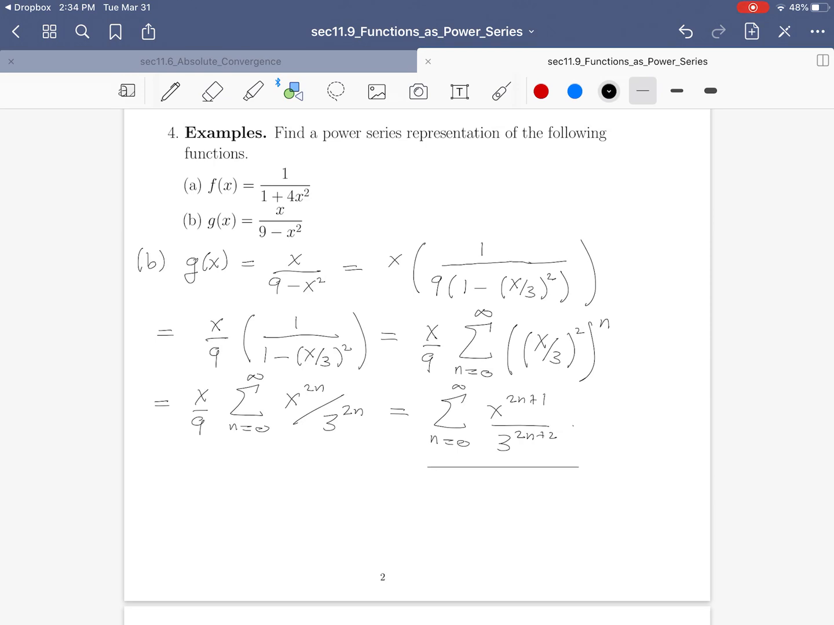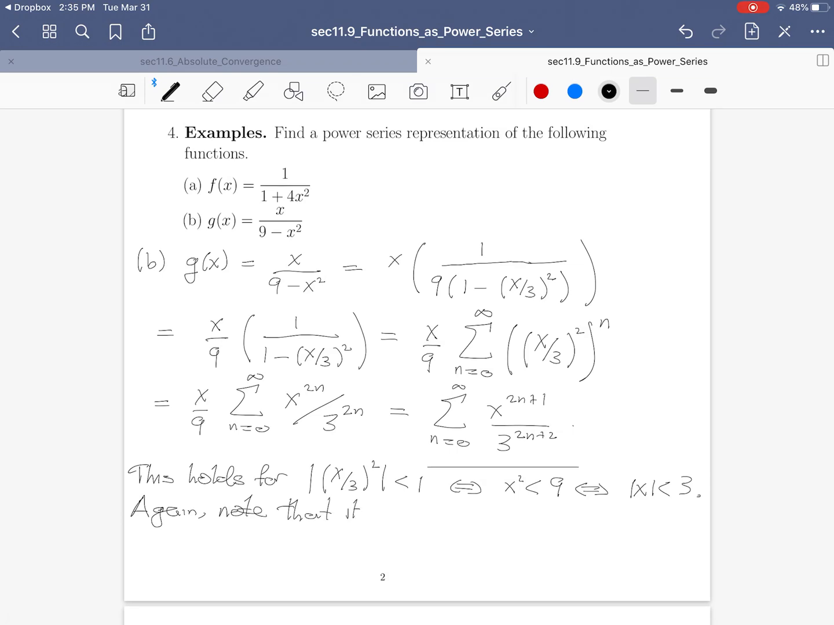Okay, so let's determine the interval of convergence. So we know that this holds for the absolute value of (x over 3) squared less than 1, which is equivalent to x squared being less than 9, which is equivalent to the absolute value of x being less than 3. And again, note that if x is equal to -3 or x is equal to +3, then this series here, let's call it star again, diverges.